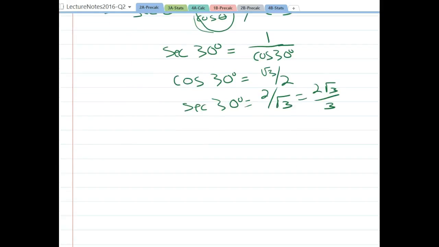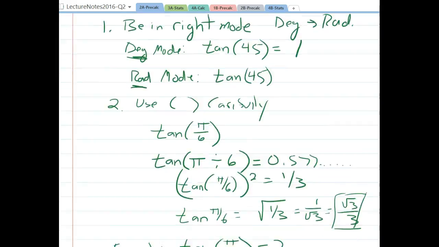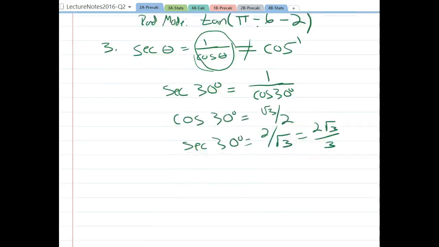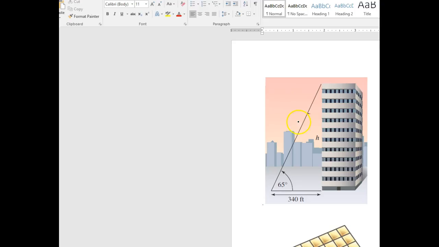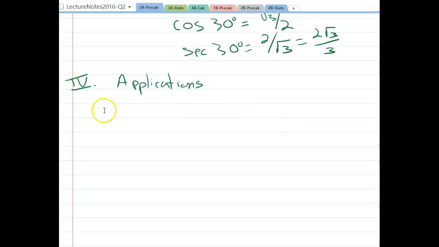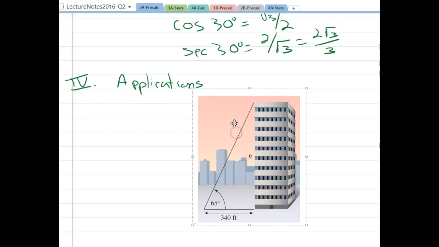All right, last thing I wanted to talk about here in section 4.2 is some applications. I'll do 2 application problems, and then we'll talk a little bit about the unit circle. So where does all of this stuff get used? Well, I'm going to go grab a figure. I'm going to grab this guy here. Come back here. All right, there we go.